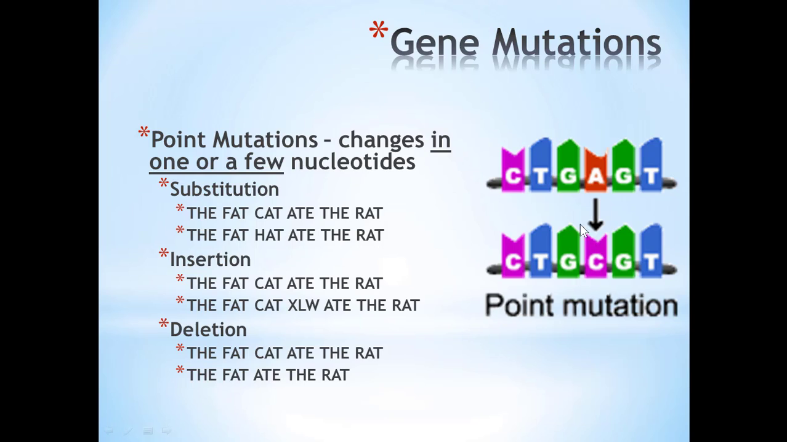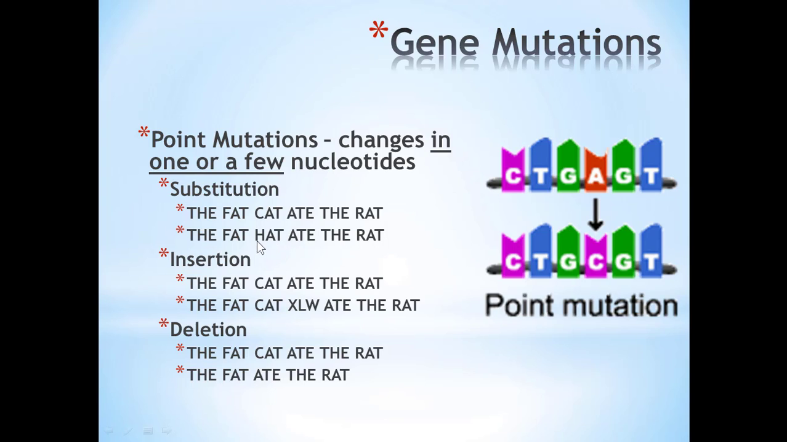From these sentences, you can see an easy example of mutation. For example, the fat cat ate the rat. What will change if we replace one of the letters in this sentence? For example, we will change the letter C and put H instead. So the sentence will change like this: the fat hat ate the rat.